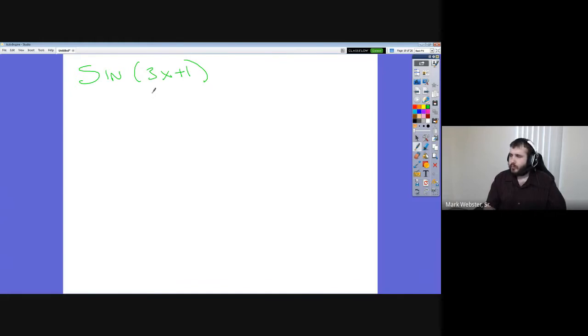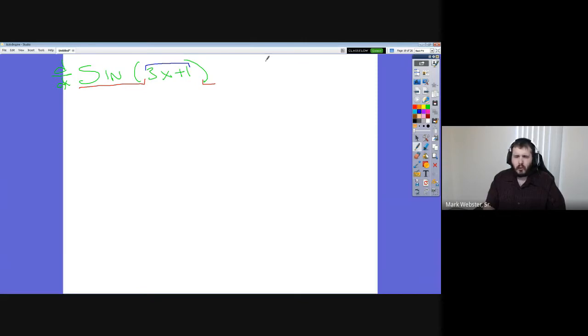Before, we wouldn't have been able to do this. We didn't have the capacity or the toolkit to be able to take the derivative of something like this. But now we do. What we can do is identify the outside. The outside is the sine, right? And then identify the inside. The inside is this 3x plus 1.